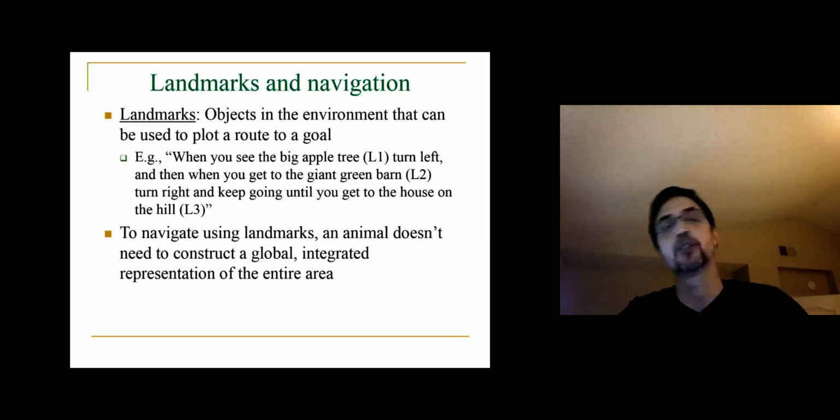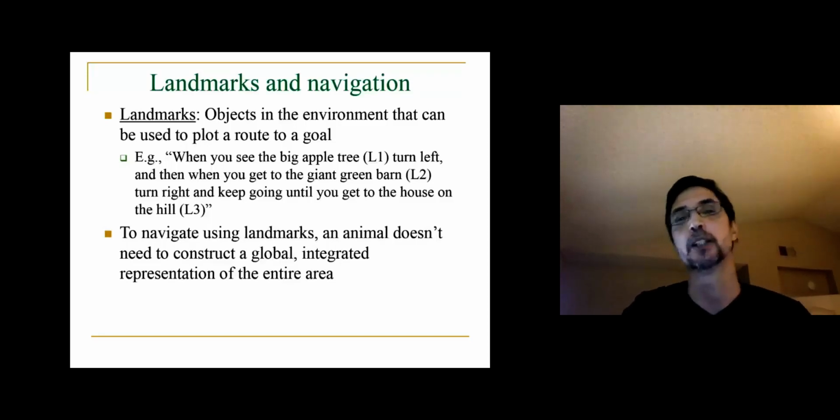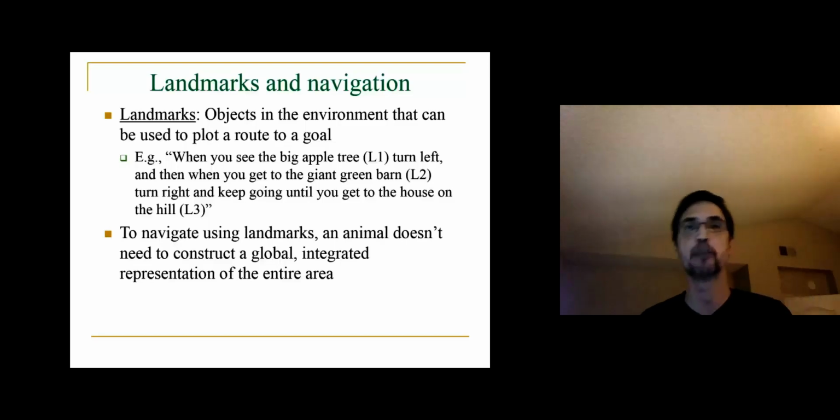Right, so I want to turn now to another possibility of what animals can use in navigating instead of cognitive maps, and this is the idea of a landmark. Rather than having a detailed integrated map that includes all the landmarks on it and the spatial relations between them, maybe animals just store landmarks in their memory and what to do when they get to different landmarks. So landmarks are objects in the environment that can be used to plot a route to a goal.